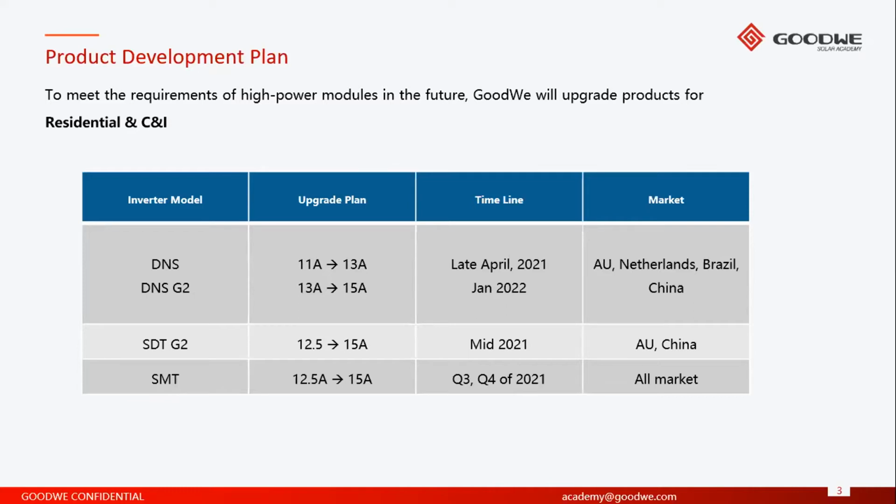For our three-phase inverter, for the 5 and the 6 kilowatt, we'll move from 12.5 to 15 amps. That'll happen in the middle of the year. And then we're also releasing an 8 to 20 kilowatt range at the same time, which will immediately come with a 15 amp input limit. And then the SMT around Q3 or Q4 will also move to that 15 amp limit. So we certainly see the trend in the market. We do believe it'll stabilize probably within the next 12 months or so, and from our point of view, we think 15 amps is that limit.